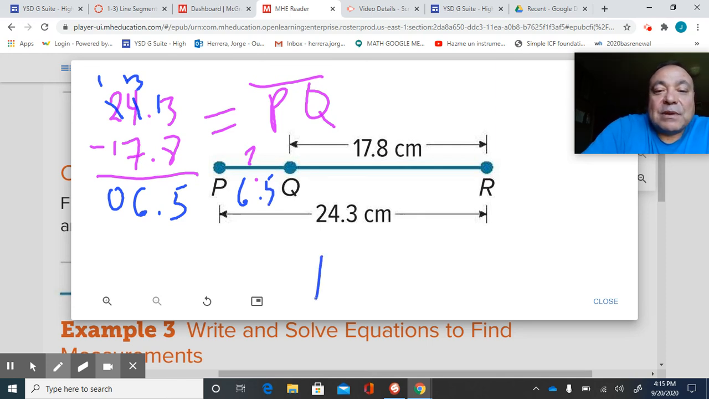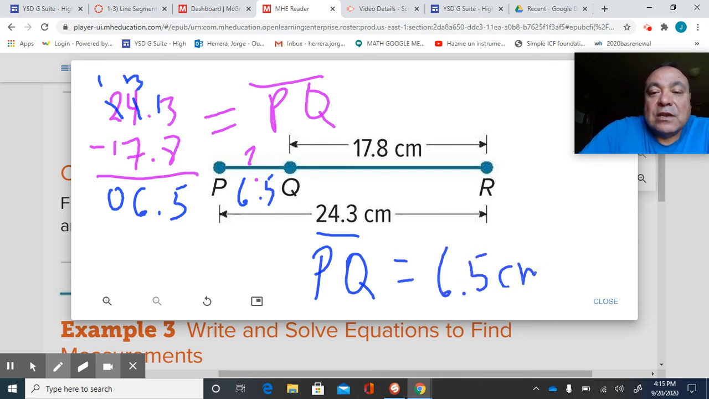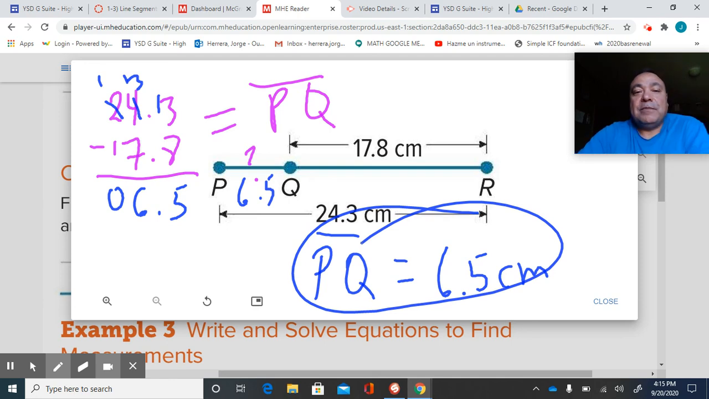Therefore, the segment PQ equals 6.5 centimeters. Okay. Simple. You're subtracting here. Okay, guys. Piece of cake for example 2.